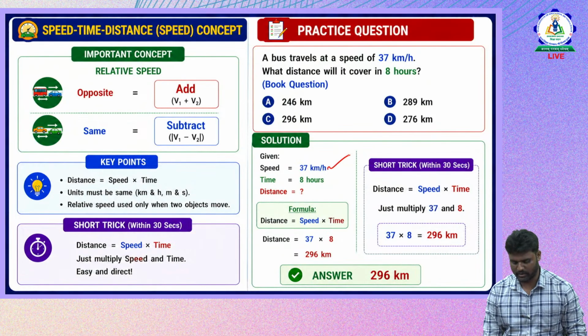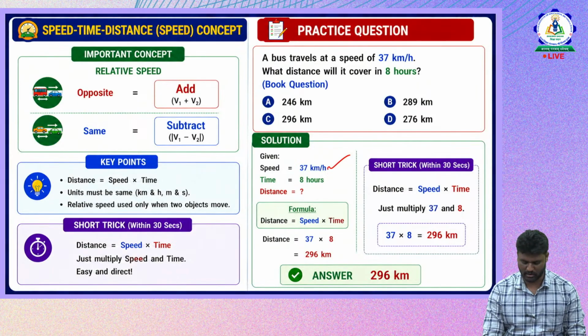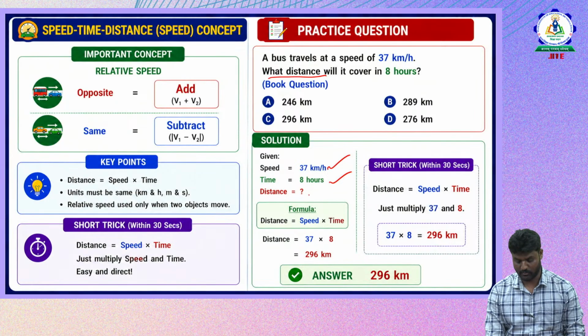What distance will it cover in 8 hours? 8 hours means time they have given. Time is 8 hours. So what distance will it cover? That means the distance we need to identify. This is the unknown information which we need to identify. So what is the formula to identify the distance? Speed into time, which is a basic formula.